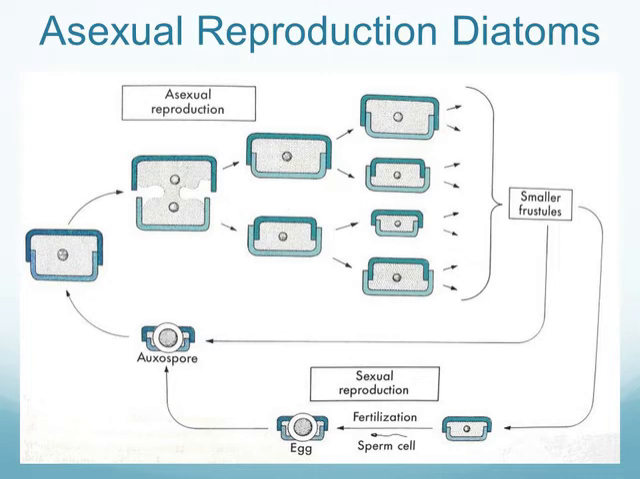gets fertilized and turns into an auxospore. And then that auxospore grows up, basically, and turns into a larger adult diatom. So that's how they go through sexual reproduction. It's generally those small individuals that do that. Otherwise, the larger ones will just continue to do asexual reproduction.